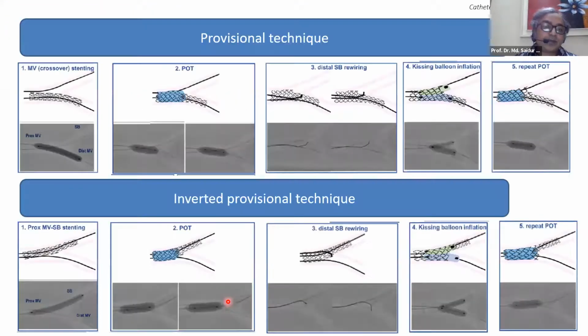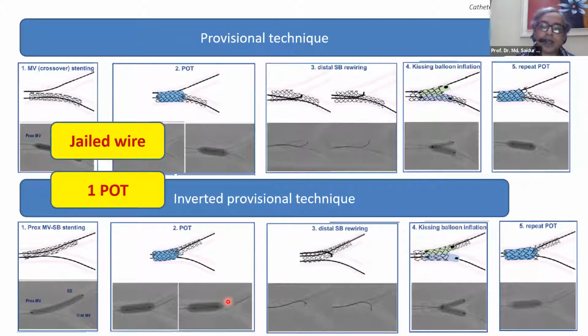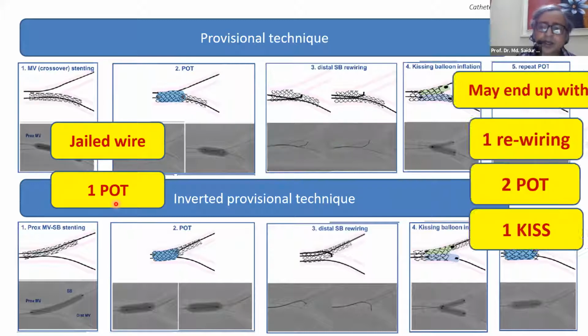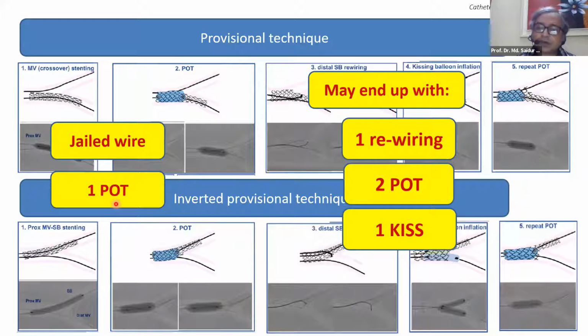Now, the cases I have shown before and the text are telling about the provisional and inverted provisional techniques. I'm going faster here, because this is what I want you to remember, since every time we read it, we can forget it. But when we are practically doing it, what is the critical point? In case of provisional, it may end up with a jailed wire and a POT. But if it ends up with some sort of side branch intervention, then it may end up with one rewiring, two POTs, and two kissings, which we are seeing here in the diagram.